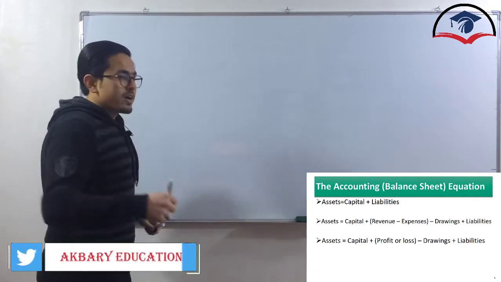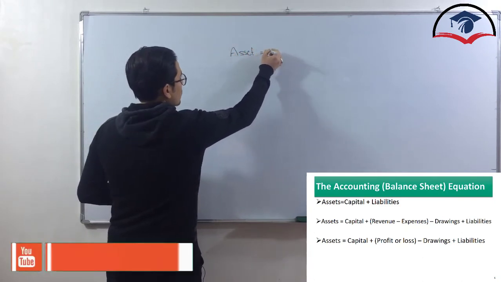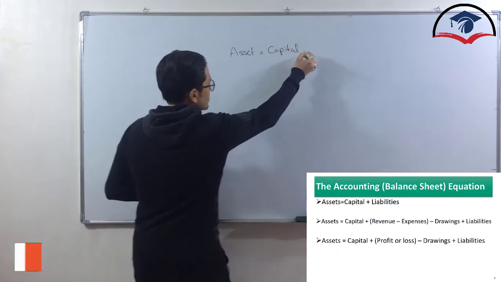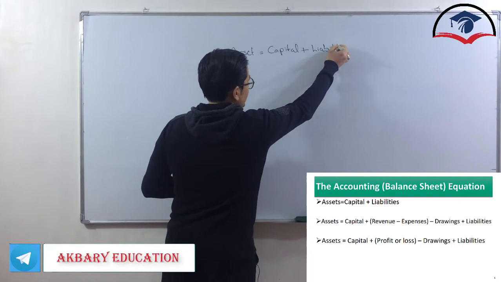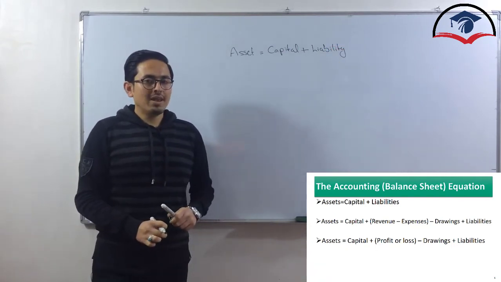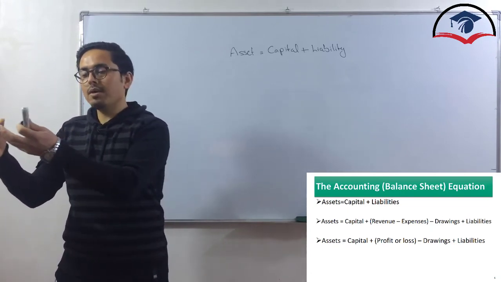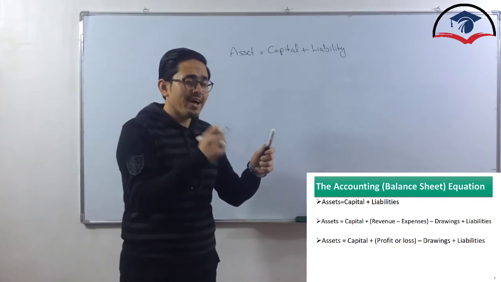The formula of the accounting equation is assets equal to capital plus liability. Assets equal capital plus liability. It means the total capital and liability of the business should be equal to the assets of the business.